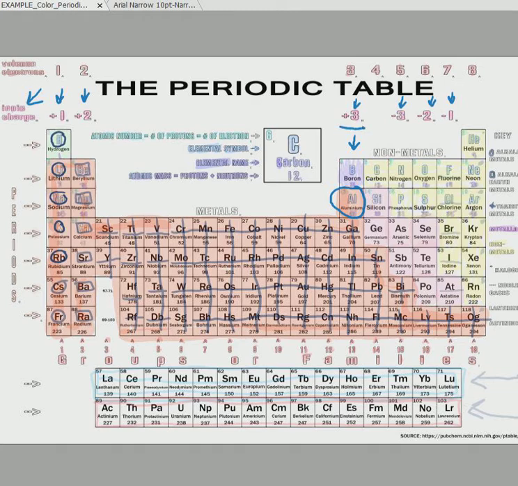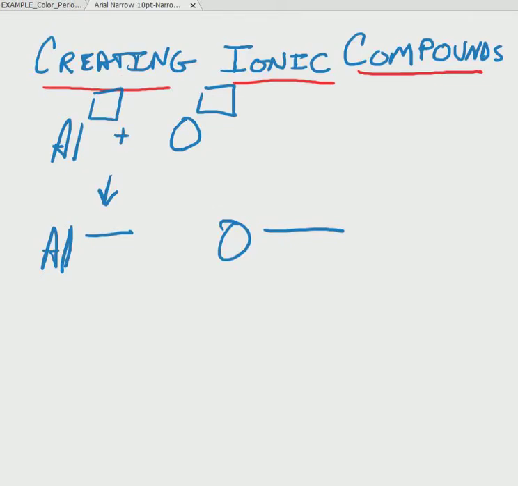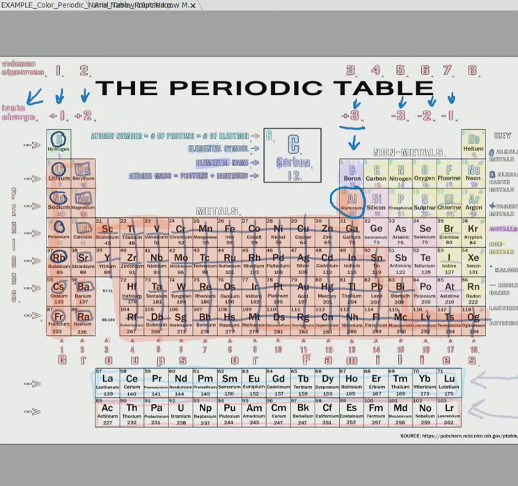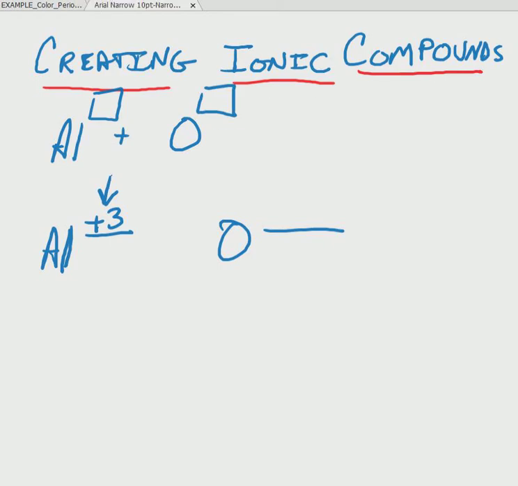So we go back to that. Aluminum has an ionic charge of +3. And then we also have to look for oxygen. Oxygen is in group 16, the oxygen group, and our ionic charge is -2. So if we go back here, we have -2.